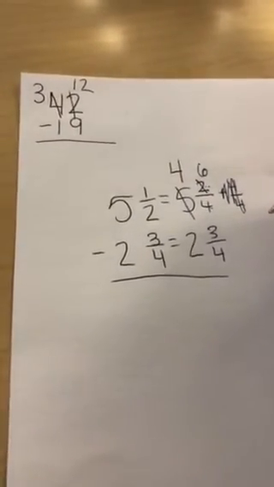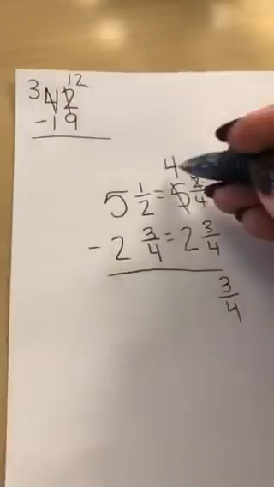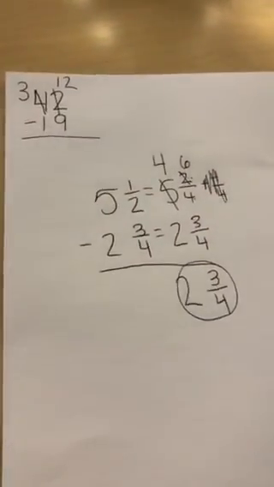And then the rest of the subtraction stays the same. 6 minus 3 leaves us with 3/4. The 4 minus 2 leaves us with 2 wholes. So we would get a solution of 2 3/4.